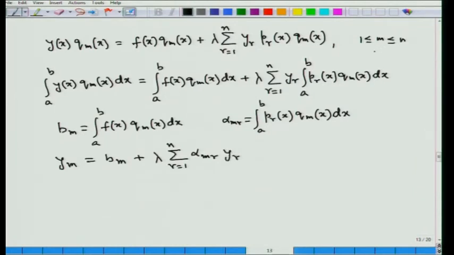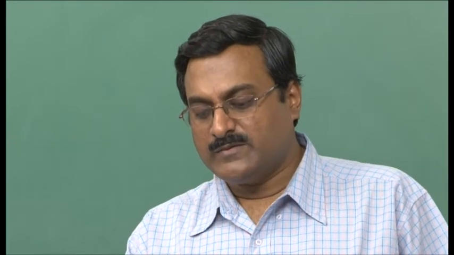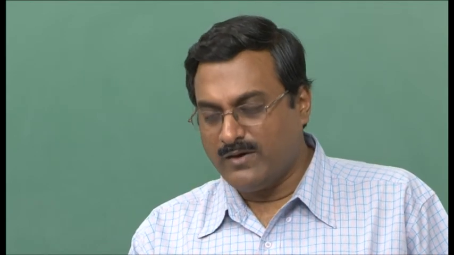Now, when we multiplied the expression y(x) = f(x) + lambda summation r running from 1 to n y_r p_r(x) by q_m(x), we mentioned that m is ranging from 1 to n.